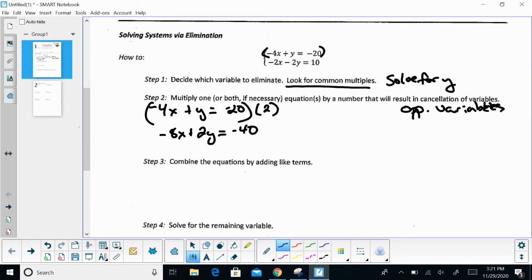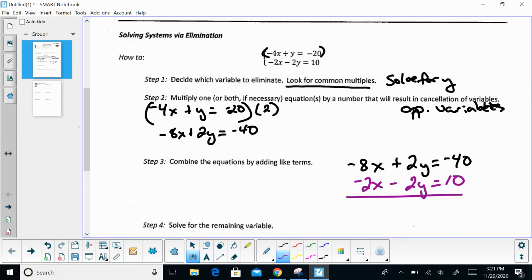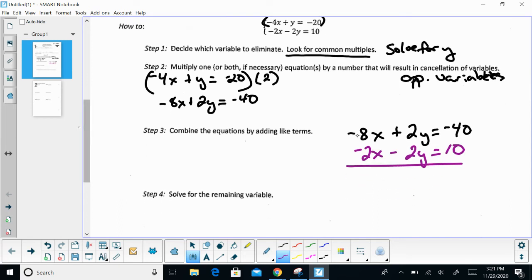Step 3, I'm going to combine the equations by adding like terms. So we're going to write our equation that I just multiplied. And then we're going to write our second equation underneath. And then we're going to add them together. So negative 8 plus a negative 2 would be negative 10x. 2y minus 2y, those cancel out, equals negative 40 plus 10 would be negative 30.